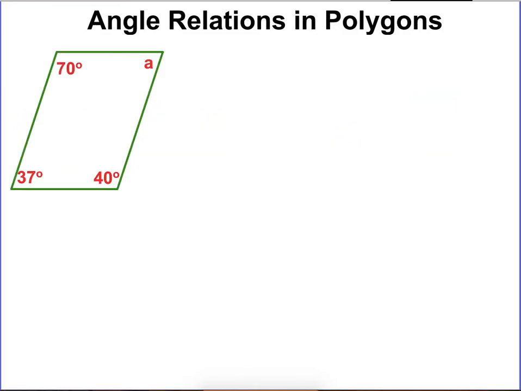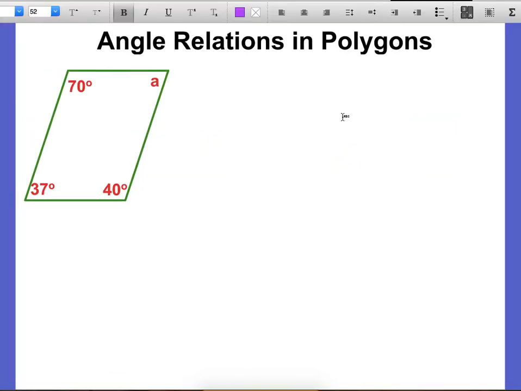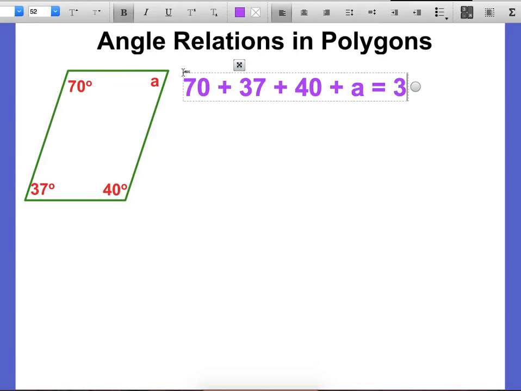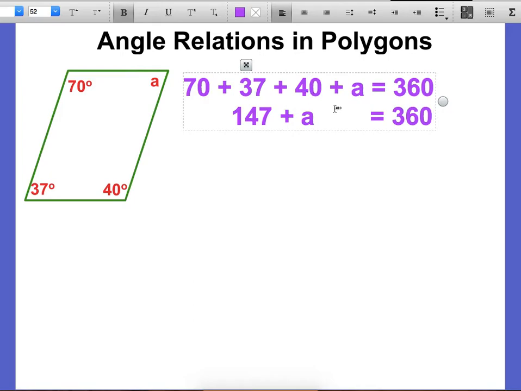All right, let's look at a couple quadrilaterals here. So remember, with quadrilaterals, all these angles are going to sum to equal 360. When we're in our equation, we'll add all the angles. 70 plus 37 plus 40 plus, this is angle A, equals 360. All right, so we need to combine our like terms. So we'll add 70 plus 37 plus 40. 70 and 37 is 107, plus 40 is 147. And on the other side, we still have just 360.